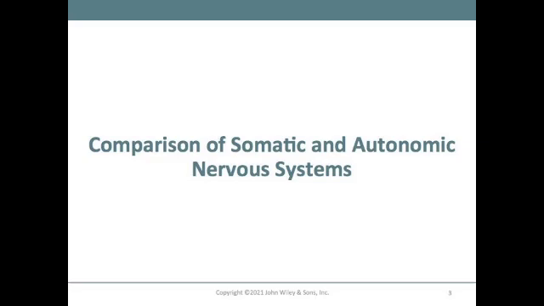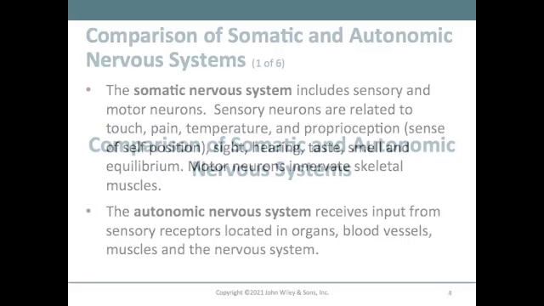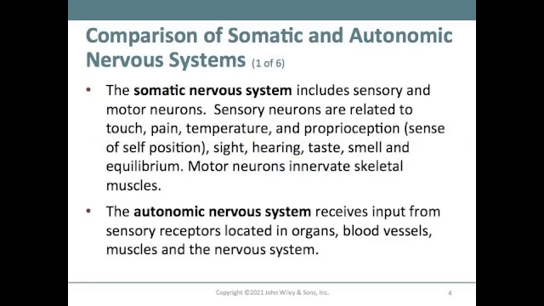Comparison of the somatic and the autonomic nervous systems. So the somatic nervous system includes sensory and motor neurons. Sensory neurons are related to touch, pain, temperature, and proprioception. In other words, the sense of self-position, sight, hearing, taste, smell, and equilibrium. Motor neurons innervate skeletal muscle.